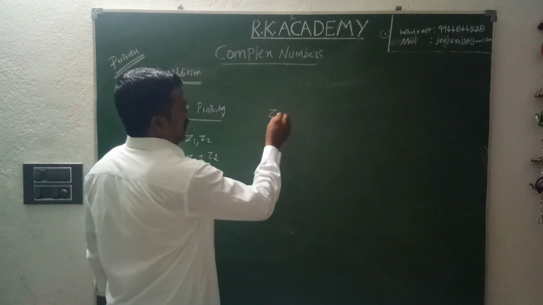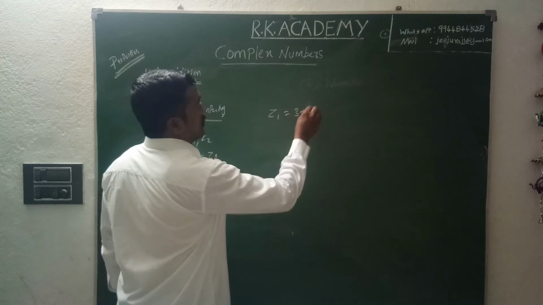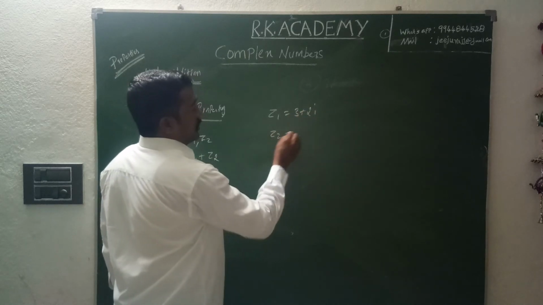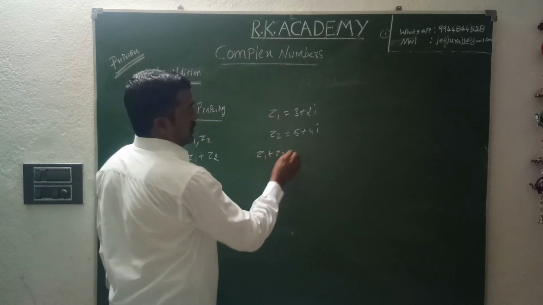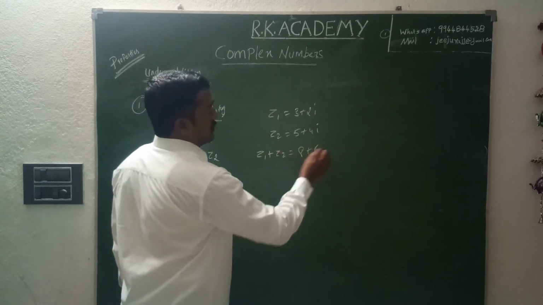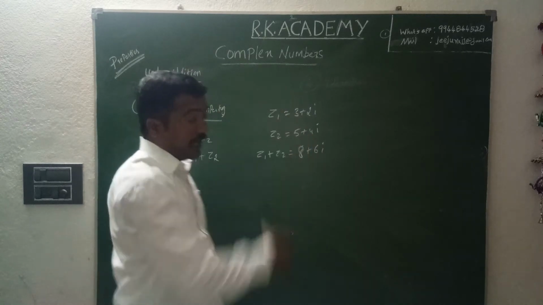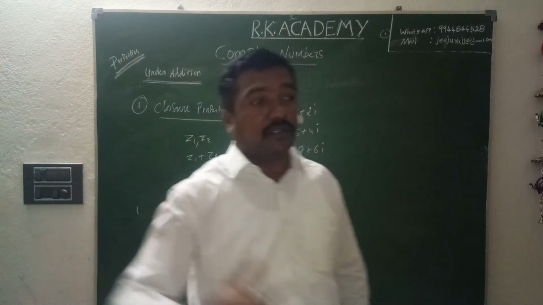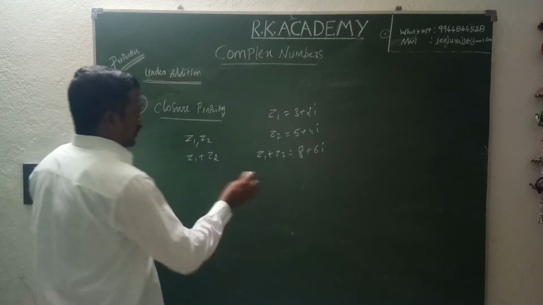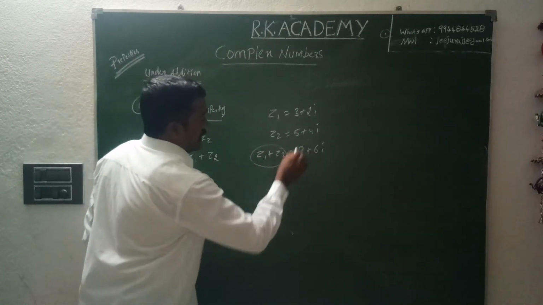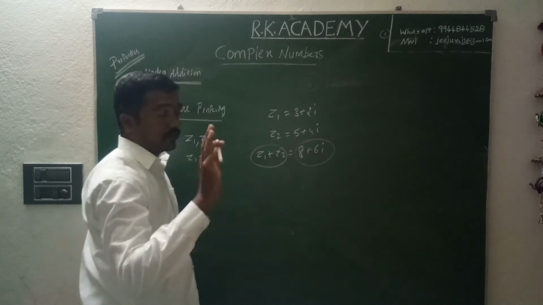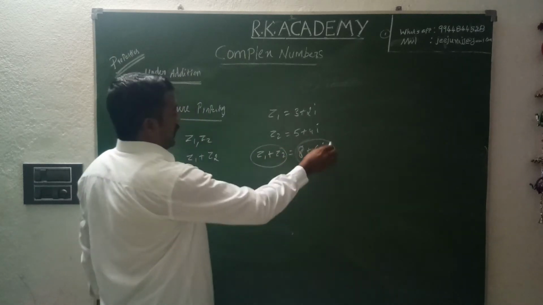Now for example, z1 is equal to 3 plus 2i, z2 is equal to 5 plus 4i. Sum of these two complex numbers is 8 plus 6i. We are adding the real part and the imaginary part separately. So that's why the sum of two complex numbers is again a complex number.